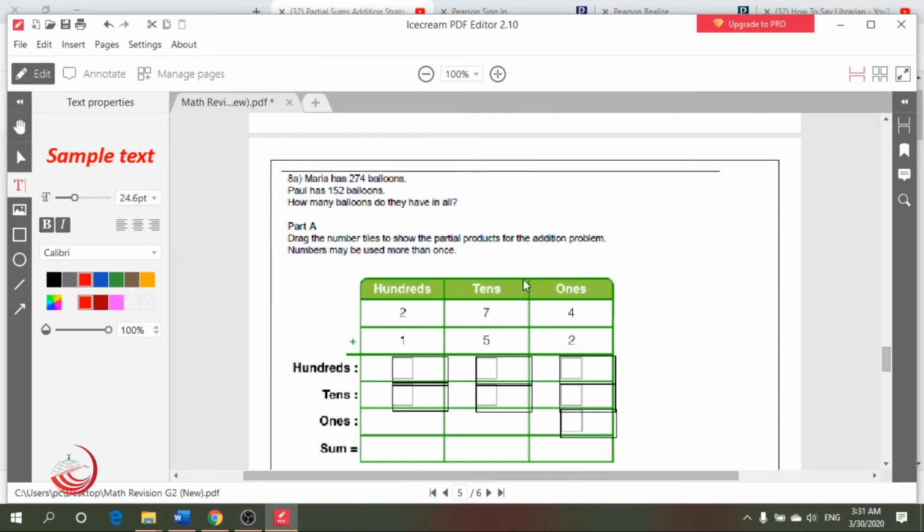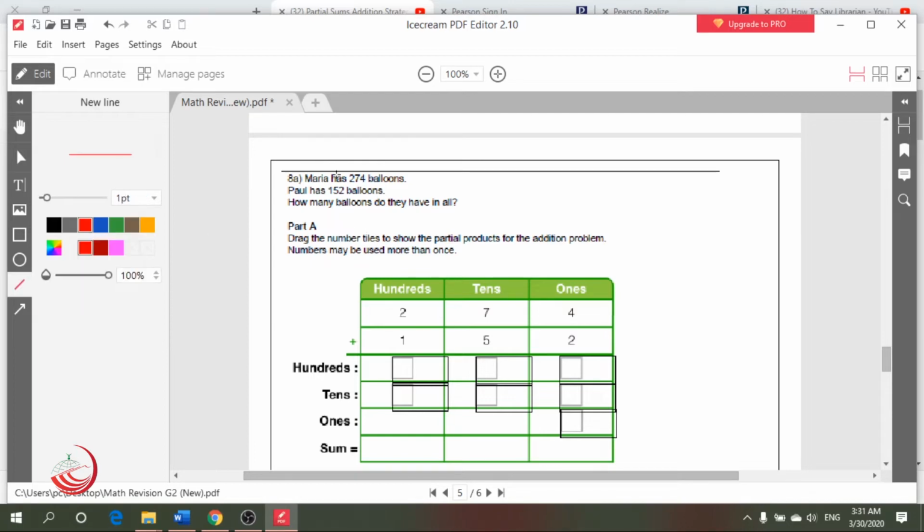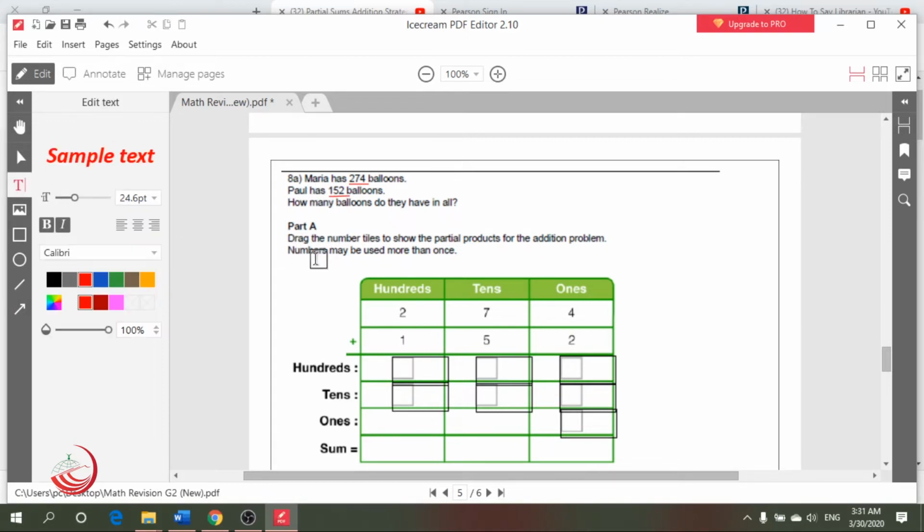Now let's read the question. Maria has 274 balloons. Let's go as usual and underline the numbers in the word problem. Paul has 152 balloons. How many balloons do they have in all? So here I have 274 and 152. Now, the question in part A: drag the number tiles to show the partial products for the addition problem. Numbers may be used more than once.